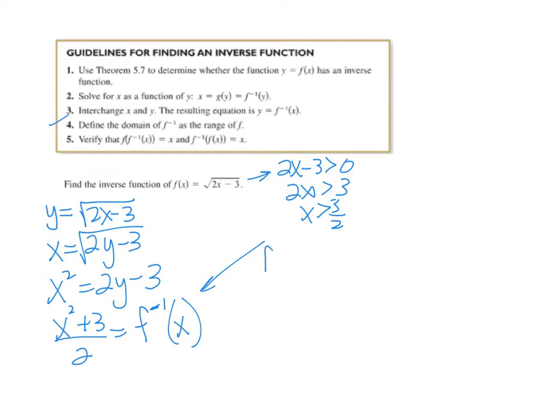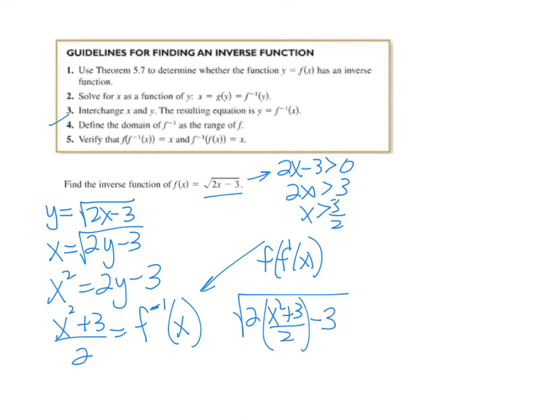So the first thing I'm going to do is f of f prime of x. And so that's going to be, here's f. So I've got the square root of 2 times, and then I'm going to put x squared plus 3 over 2, minus 3. All right. And then you can see that this and this cancel. This and this cancel. The square root of x squared is x. So this equals x. All right, I have to verify the other.